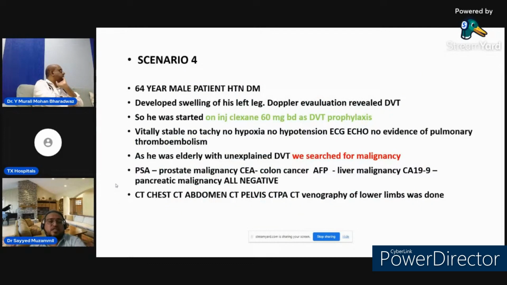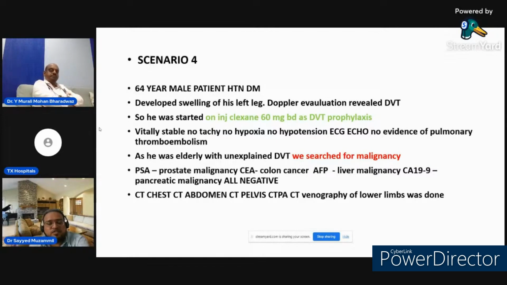Scenario 4: a 64-year-old male patient, hypertensive, diabetic. He suddenly developed swelling of his left leg. Doppler evaluation revealed DVT. So he was started on Clexane 60 mg BD, and the general physician sent me to rule out if there is any pulmonary embolism. When I saw this patient, he had no tachycardia, no hypoxia, no hypotension, and ECG and echo showed no evidence of pulmonary thromboembolism. And he was elderly, 64 years old, and he had unexplained DVT.